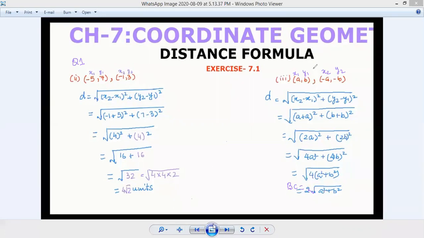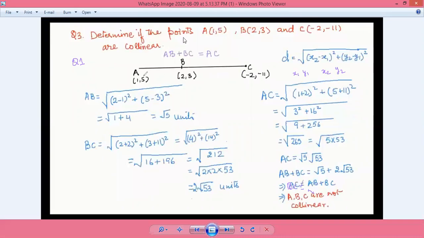Now we will solve one more question of the exercise. That is the third question. Determine if these 3 points are collinear or not. Children, first of all, we will assume that they are collinear. And if they are collinear, they will be in a straight line. A, B, and C, they are in a straight line.